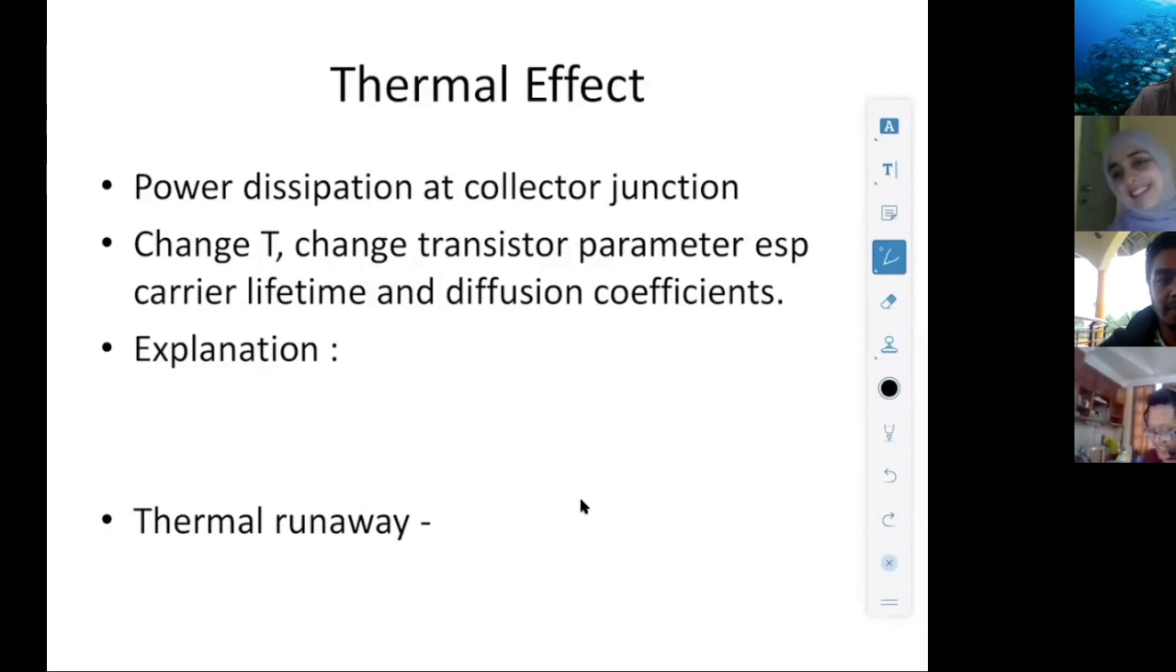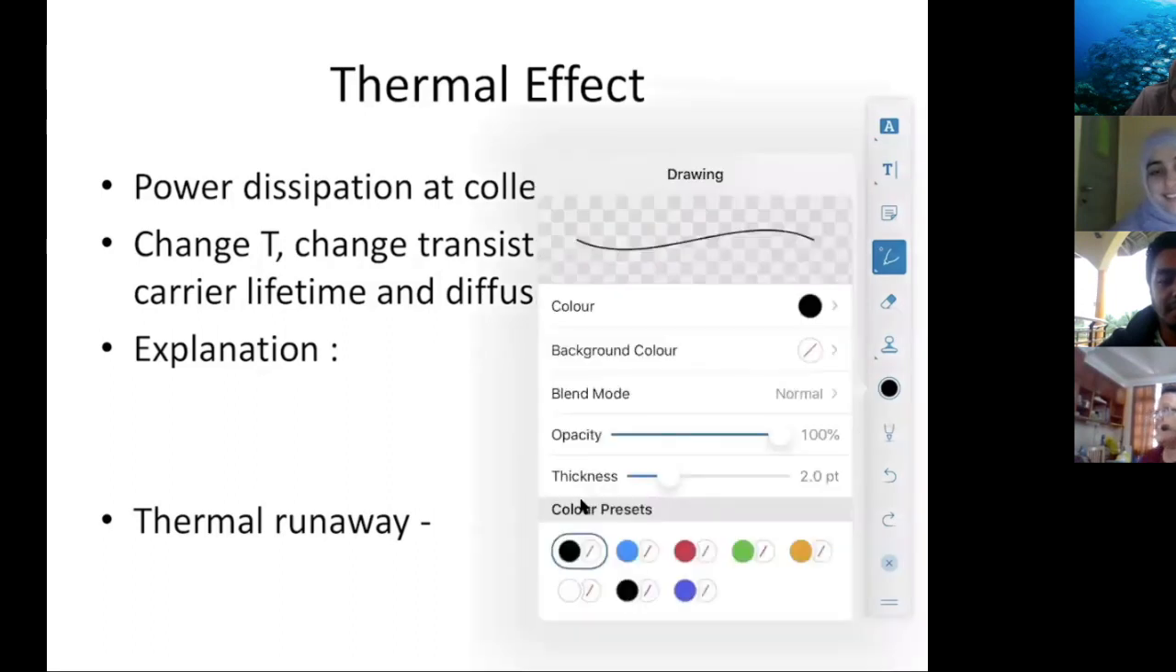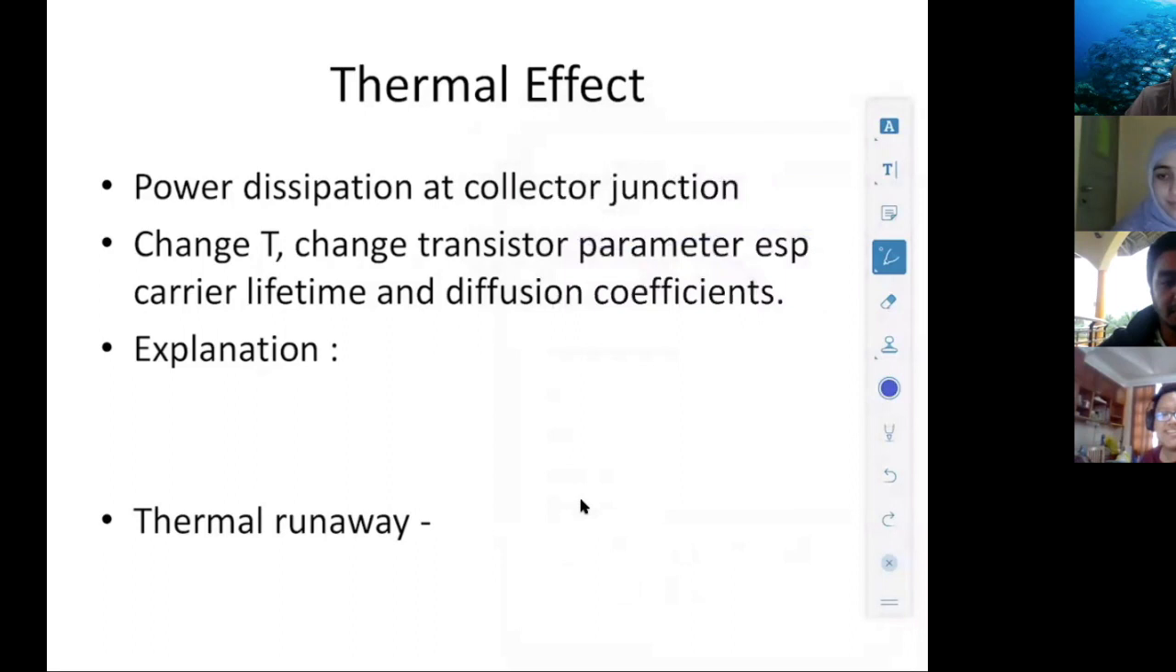Okay, so enough of complaining. Let's do this. So this is the NPN. So it is NP forward bias. So forward bias slightly up.